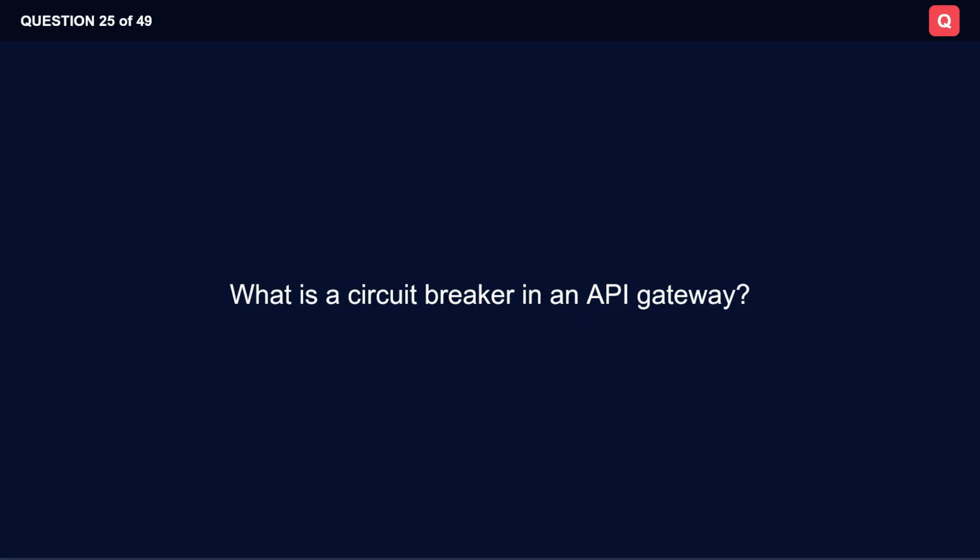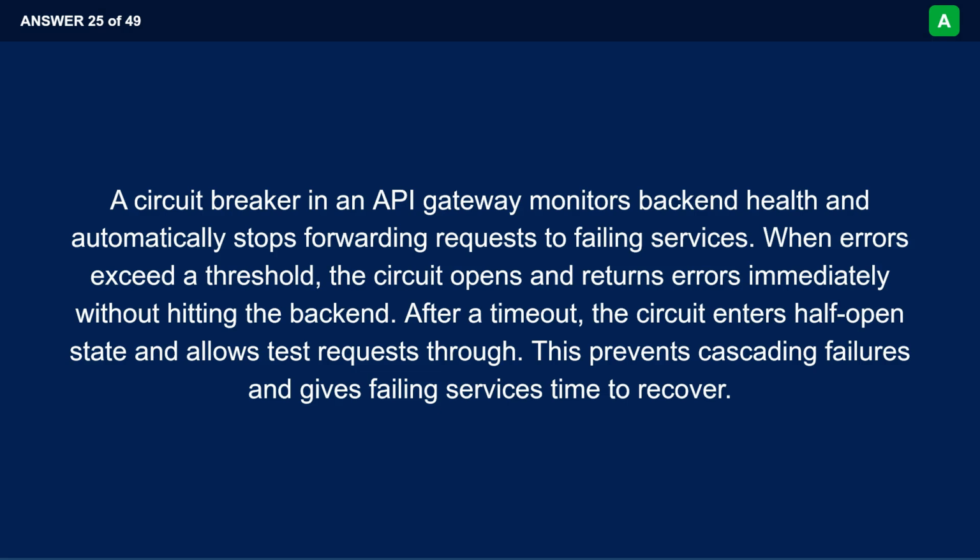What is a circuit breaker in an API gateway? A circuit breaker in an API gateway monitors backend health and automatically stops forwarding requests to failing services. When errors exceed a threshold, the circuit opens and returns errors immediately without hitting the backend. After a timeout, the circuit enters half-open state and allows test requests through. This prevents cascading failures and gives failing services time to recover.